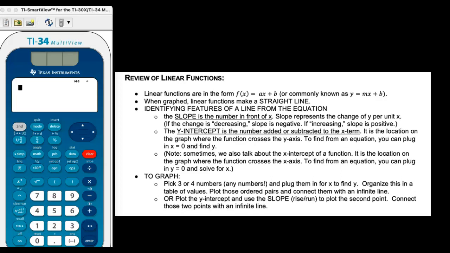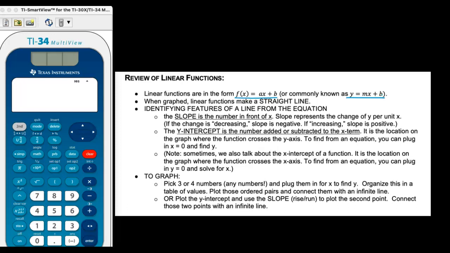In this video, I'm going to do a quick review of linear functions and do an example where we put all this together and graph a line. So what is a linear function? A linear function is an equation that's written like this: f of x equals ax plus b, or commonly known as y equals mx plus b.